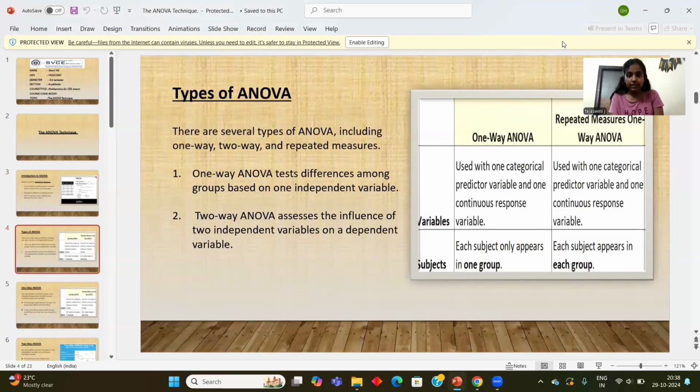Types of ANOVA. There are several types of ANOVA, including one-way, two-way, and repeated measures. The one-way ANOVA tests differences among groups based on one independent variable. Two-way ANOVA assesses the influence of two independent variables on a dependent variable.